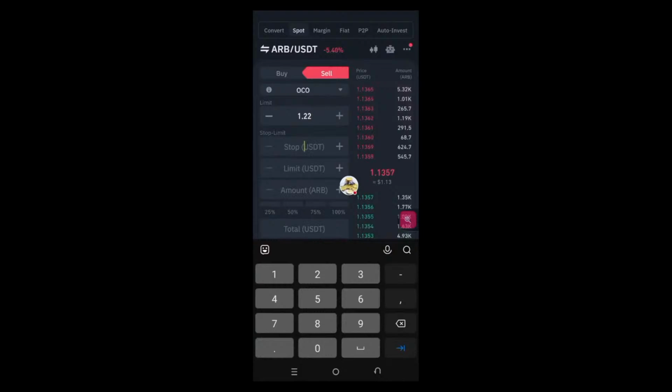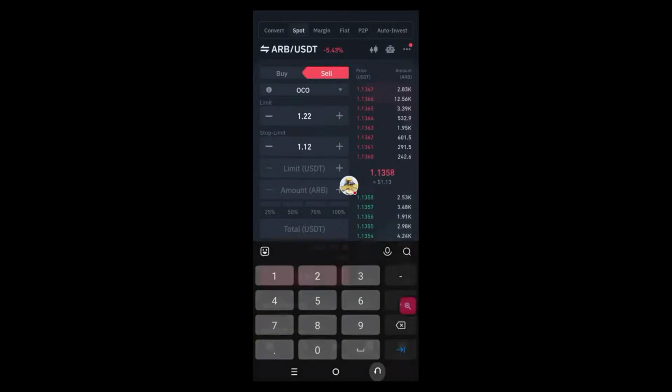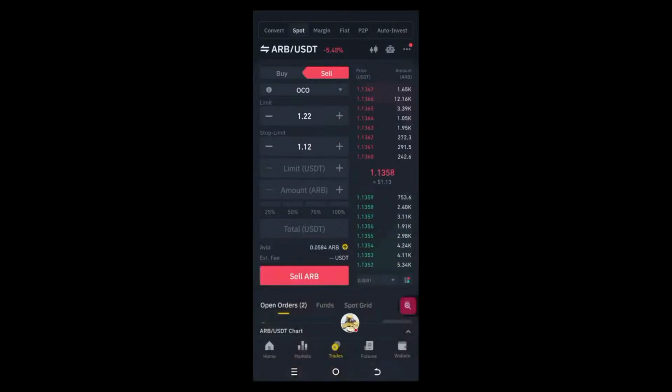Then I'll have to put my stop also, right? So if it's going down, I need to put my stop. That's the stop limit, the stop loss. So if it goes below, this is currently 1.359. So if it goes below like 1.2, for instance, I don't want to lose my money. I don't want to waste time in this trade. So I'll be happy to lose a little portion of my money, because a lot of people are saying, why don't you just put stop loss? Why don't you just put the take profit?